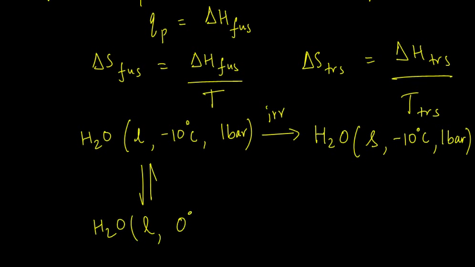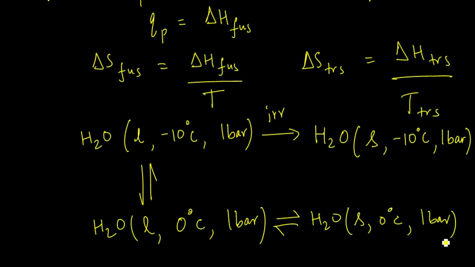Water, liquid, 0 degrees C, 1 bar. This is reversible. A phase transformation happens at 0 degrees C for water at 1 bar, right? So that's reversible. Water solid, 0, 1 bar, and a solid can be cooled down to -10 reversibly. That's another reversible process, right?